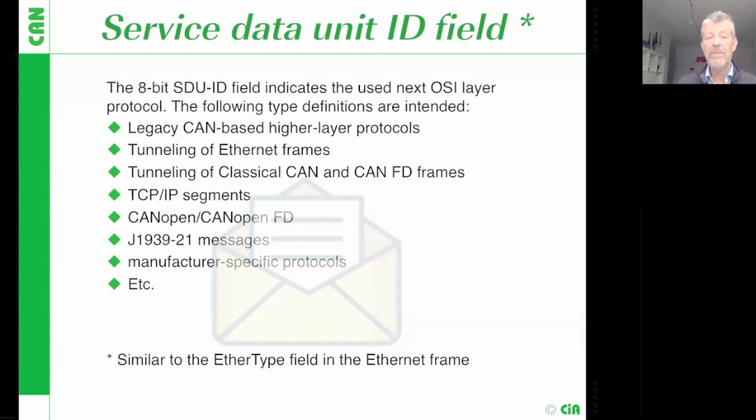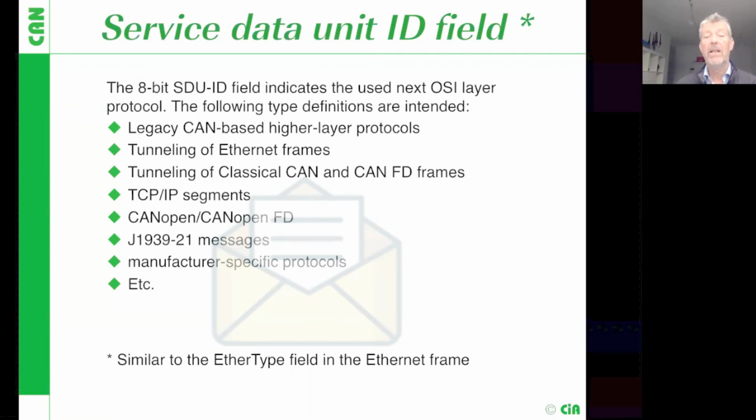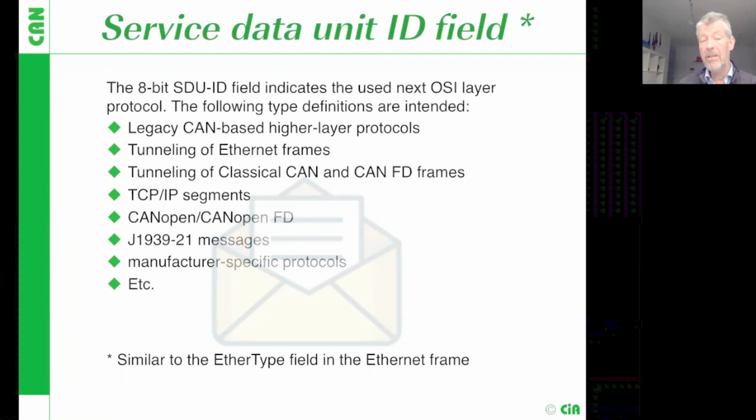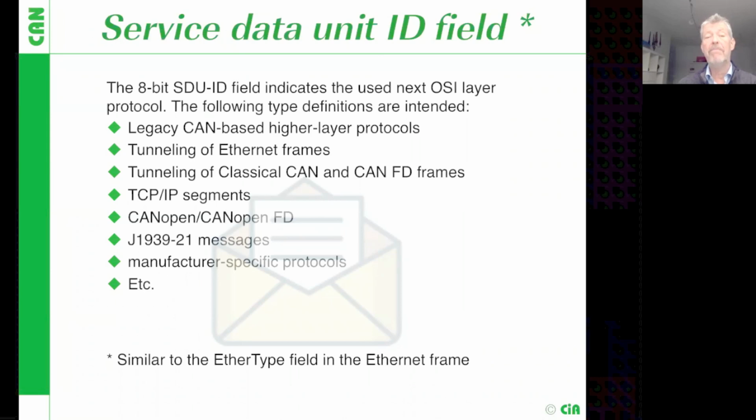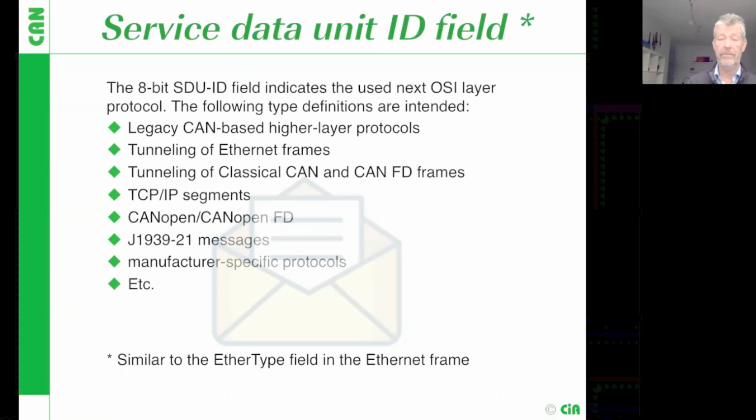We also will have some tunneling of Ethernet frames, because it is intended that you would tunnel Ethernet frames via the CAN XL network. We also can tunnel classical CAN and CAN FD frames. We will support also TCP/IP segments, CANopen and CANopen FD, as well as J1939 messages. A range of those identifiers will be used for manufacturer-specific protocols. And on request, we will assign more IDs to other solutions.